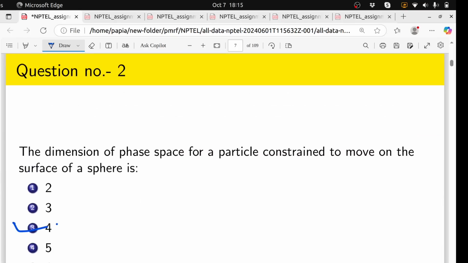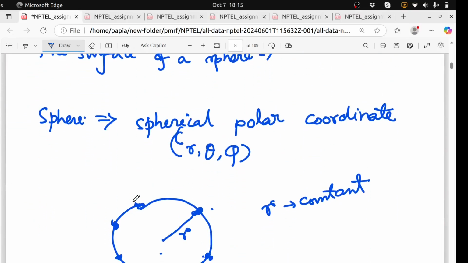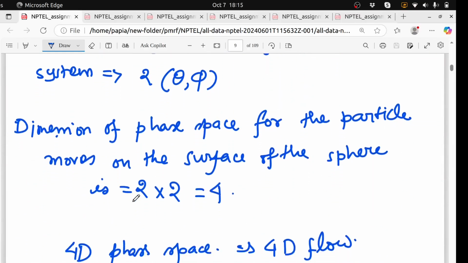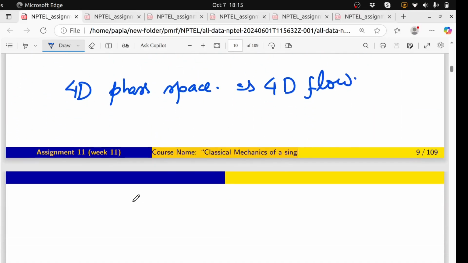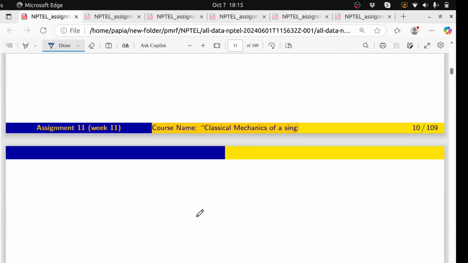So how did we calculate this one? For this case, we just calculated the degrees of freedom, or the number of generalized coordinates, for this system where the particle is constrained to move on the surface of a sphere, and the degrees of freedom is nothing but 2, theta and phi. So the dimension of the phase space will be 2 into 2, which is 4. So 4D phase space, or we can say 4D flow. These two questions were basically based on the number of degrees of freedom and the dimension of the phase space, right? Now coming to the third question.